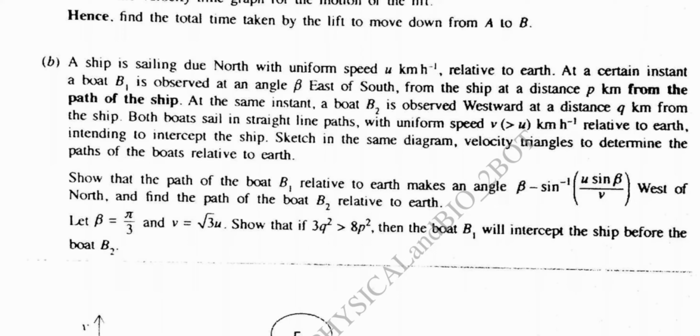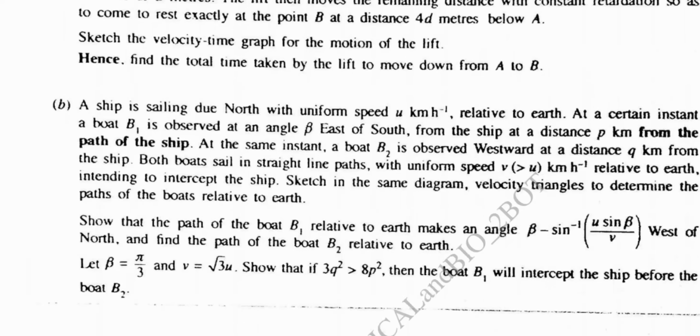Guys, by reading that, can you convert to the mathematical notation? A ship is sailing due north. After that, there is nothing related to velocity. They don't talk about that. Later, they talk about both boats sailing in a straight line path with a uniform speed v relative to the Earth. Velocity triangles. Okay, that's it. Don't read after that.